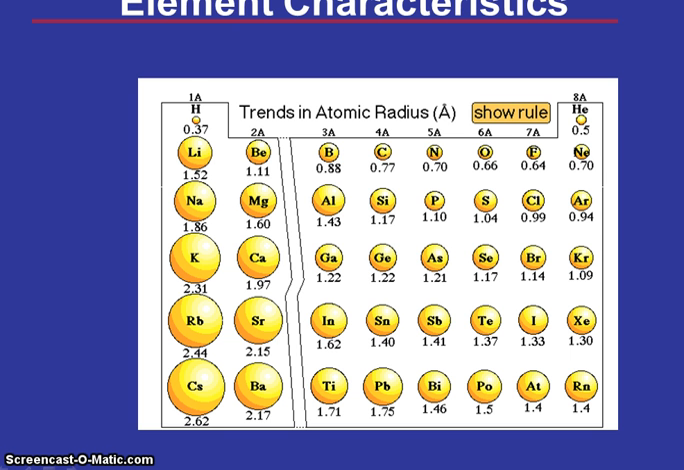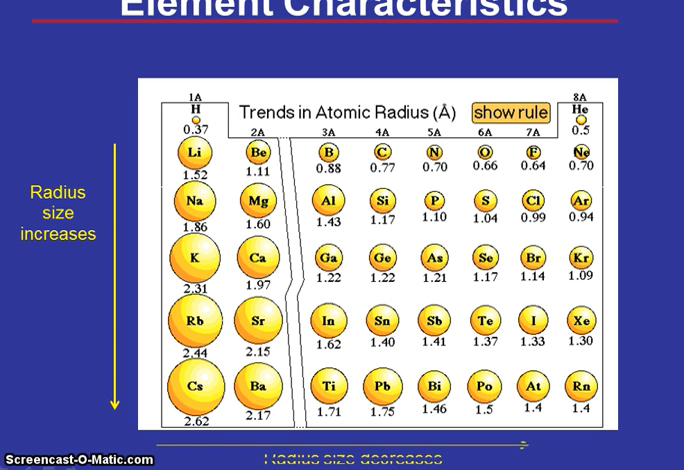As we go across a period, we're adding more and more protons to the nucleus, but we're adding electrons to the same energy level outside the nucleus. So the effective charge increases because our protons increase, but our shielding stays about the same, so our electrons get drawn closer into the nucleus. So our radius increases as we go down a group and decreases as we go across a period.